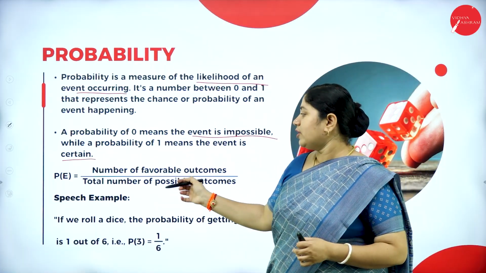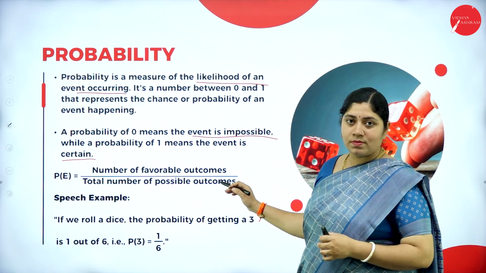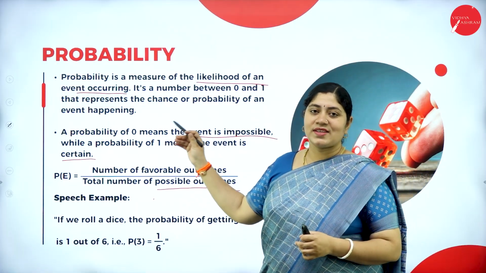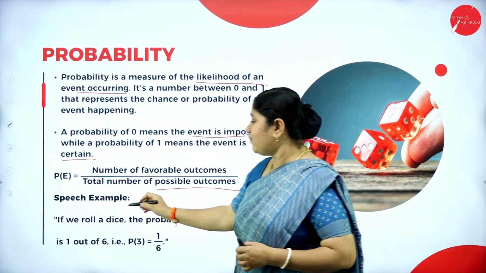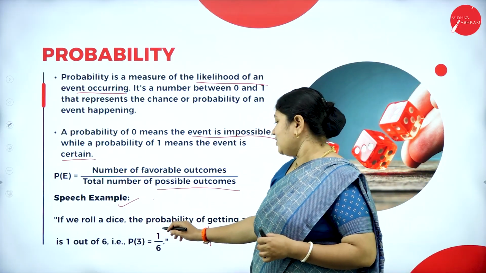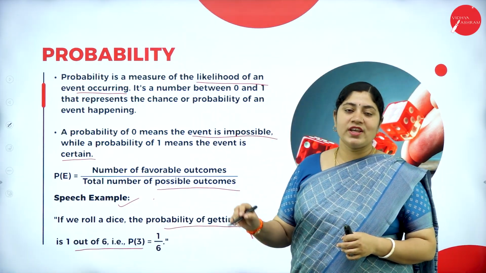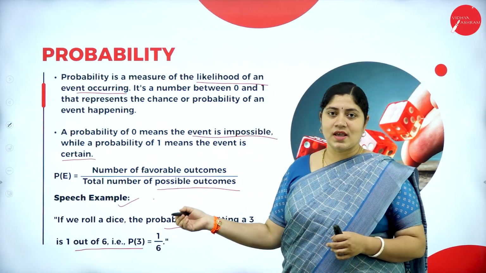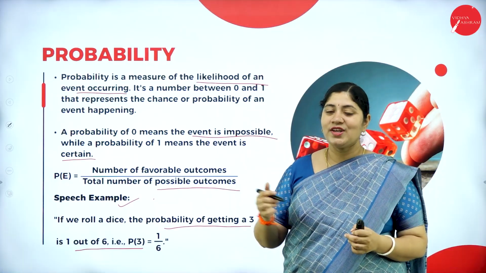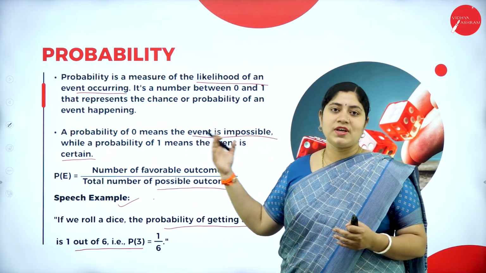We can define this by using a formula, that is P(E) equal to the number of favorable outcomes to the total number of possible outcomes. So this is nothing but probability. Followed by that, if we consider an example, if we roll a dice, the probability of getting a 3 is 1 out of 6. So P(3) is equal to 1/6. This is a basic example. Whenever you consider probability, the example that comes to our brain is a dice example, right? I have just selected that as we correlate a dice easily when we consider probability.